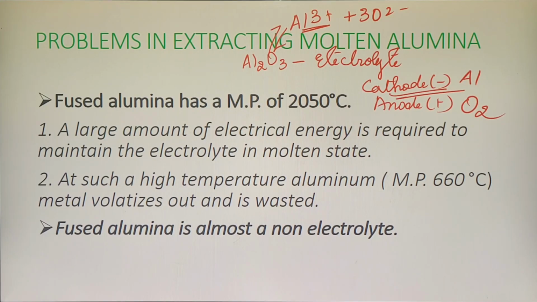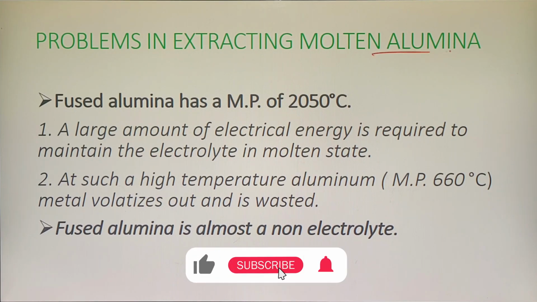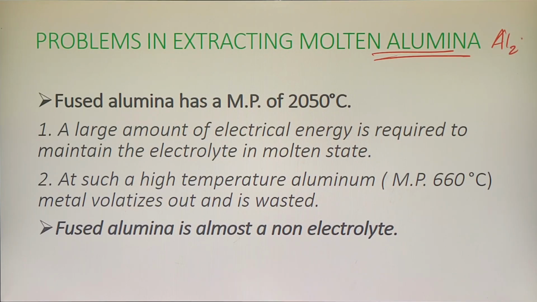But when scientists actually went on to do this electrolysis, they were facing certain difficulties. Okay, there were mainly two difficulties that they were facing while they were trying to reduce aluminium oxide or alumina, which is nothing but Al2O3. And you need to remember these problems. The problem for taking alumina alone was the high melting point of alumina.